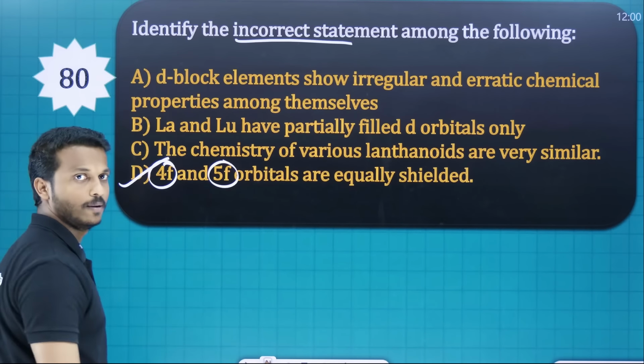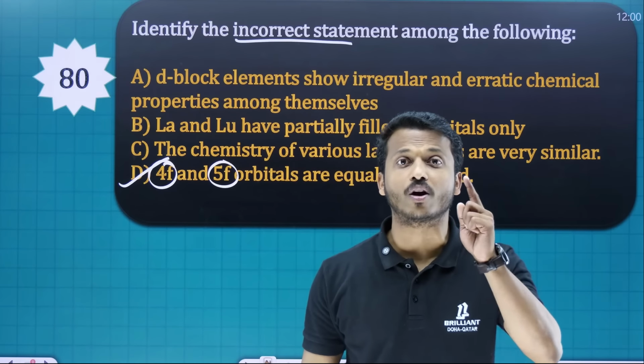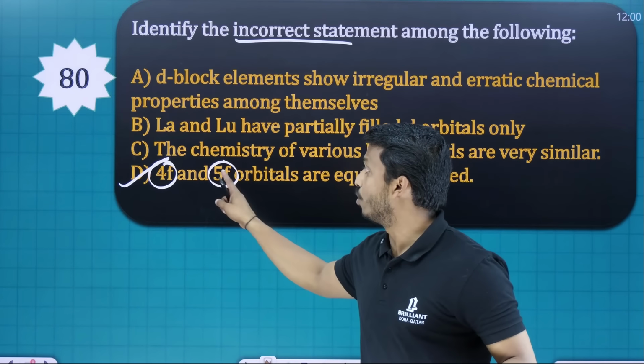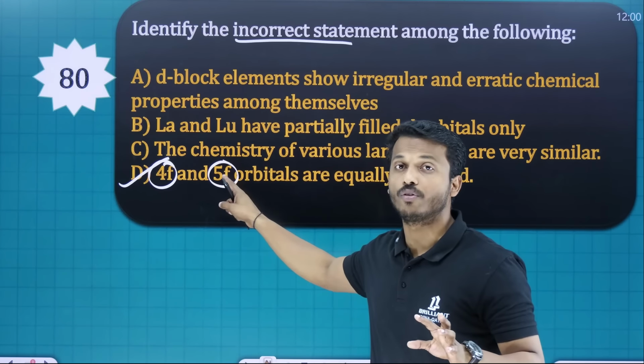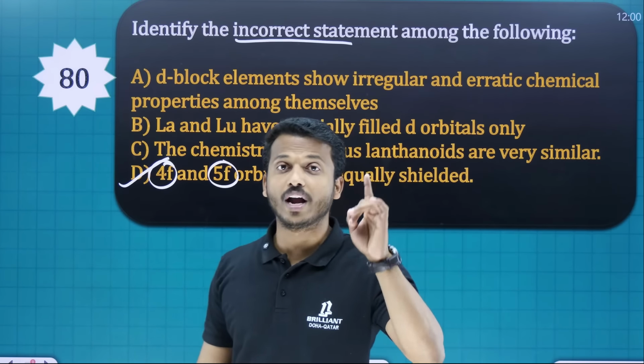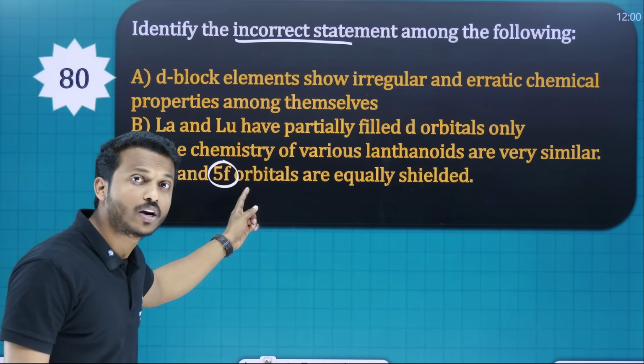4f and 5f, dear. 4f is lanthanoid, 5f is actinoid. You know, actinoid contraction is more than lanthanide contraction because of the very poor shielding effect of which one? 5f. They said 4f and 5f are the same, no? 5f has a very poorer shielding effect than 4f. Therefore, actinoid contraction is more than lanthanoid.